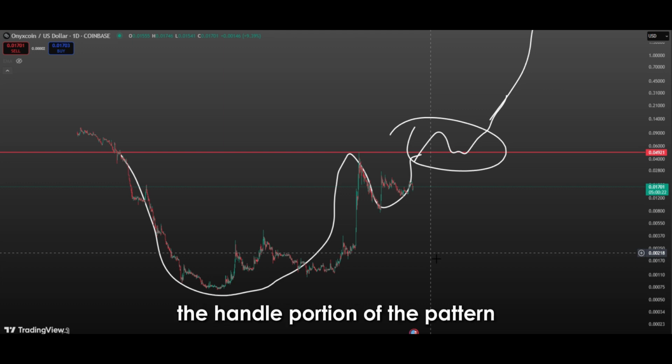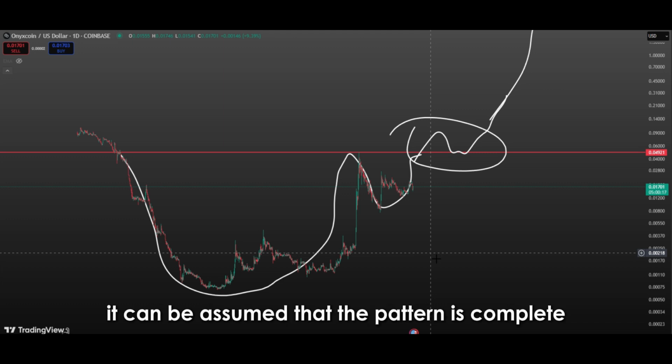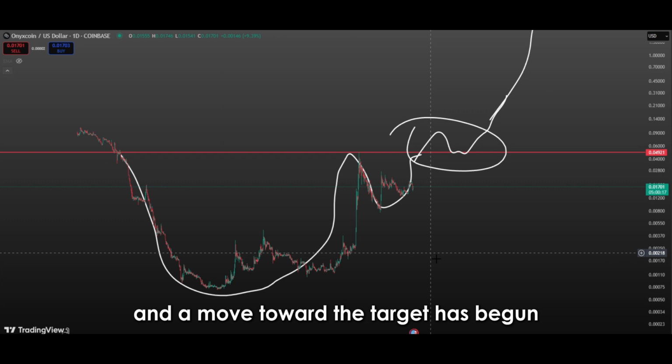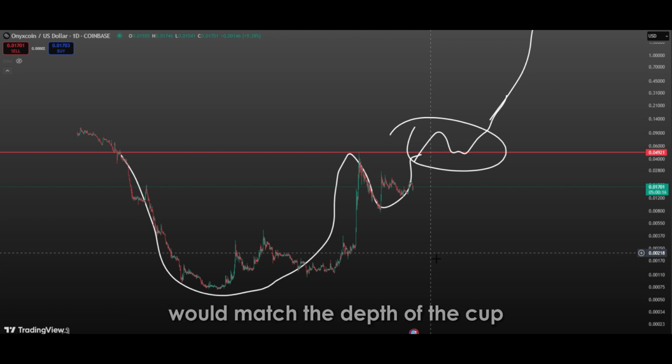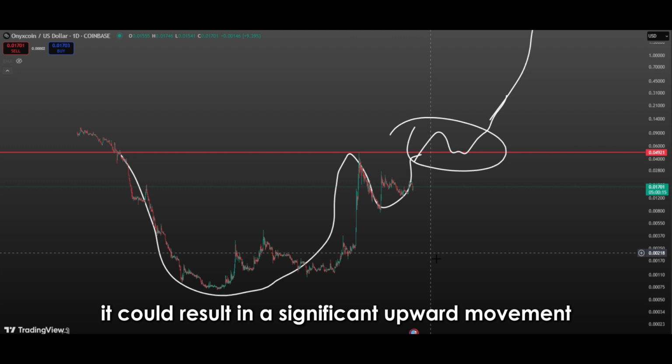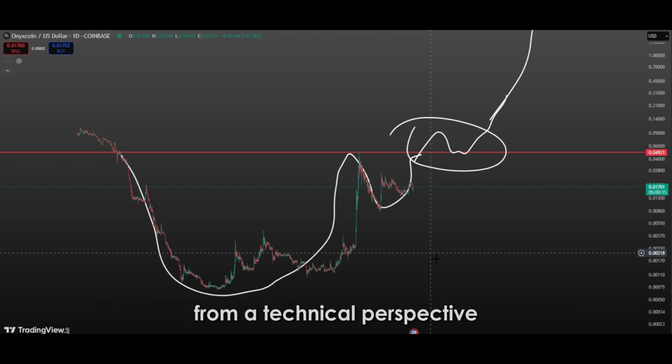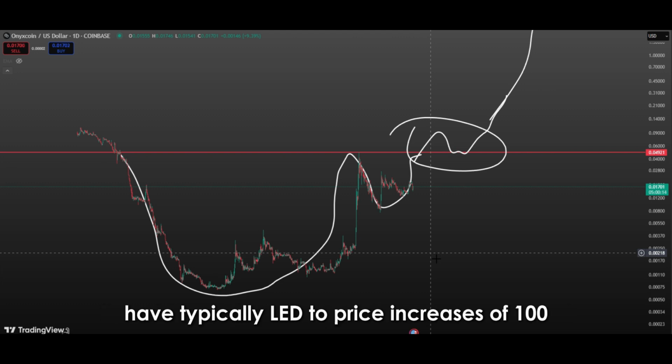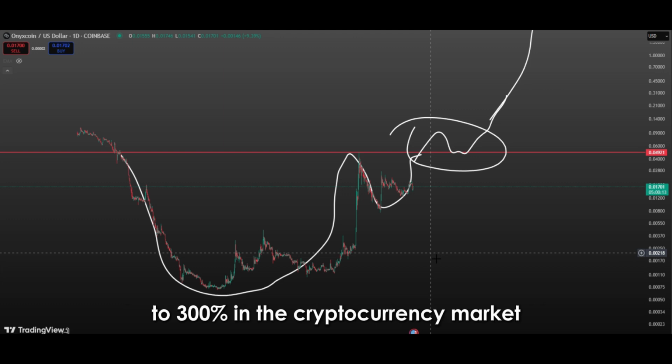At present, the handle portion of the pattern appears to be nearing its final stages. The current price action suggests a final consolidation phase. If, after this consolidation, the price breaks upward with strength, it can be assumed that the pattern is complete and a move toward the target has begun. Since the size of this move would match the depth of the cup, it could result in a significant upward movement. From a technical perspective, such patterns have typically led to price increases of 100 to 300%. In the cryptocurrency market, these figures can be even higher.